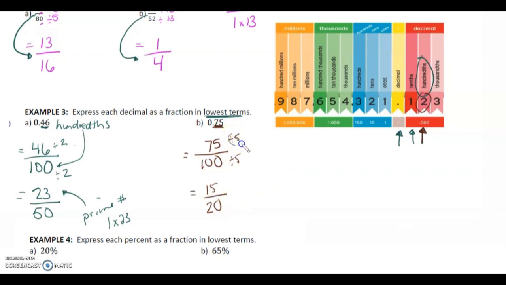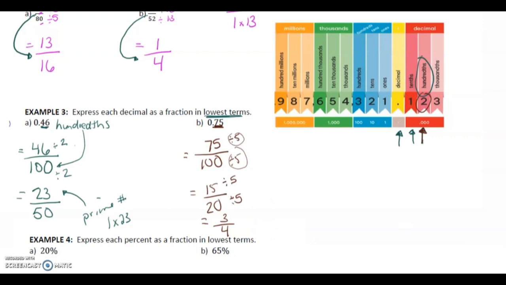So if you divided by any number here, and you're looking at 15 over 20, you have to still assess, did I divide it by the biggest number that I could have? Or can I keep going? Okay, and in this case, we can actually keep going. What number can both 15 and 20 divide by? Well, 5 again. 15 divided by 5 is 3. 20 divided by 5 is 4.